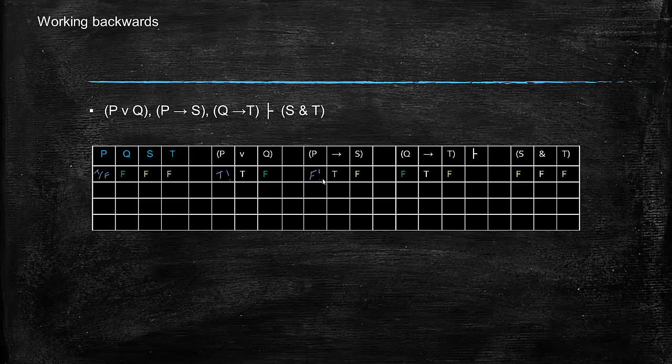So what have we learned from this? Well, what we've learned is that at least with this one line, it is impossible to assign true to the premises and false to the conclusion, which means that as far as this one line is concerned, this argument so far is valid.